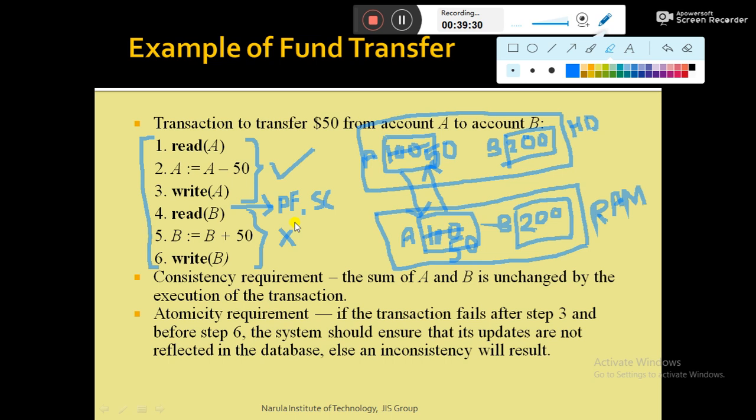So this is the concept of the atomicity property, and we will discuss it later more elaborately.